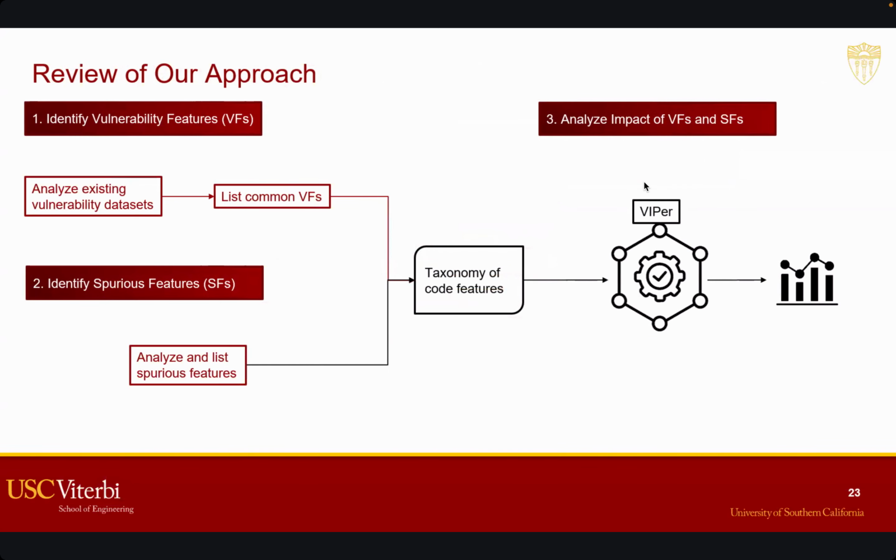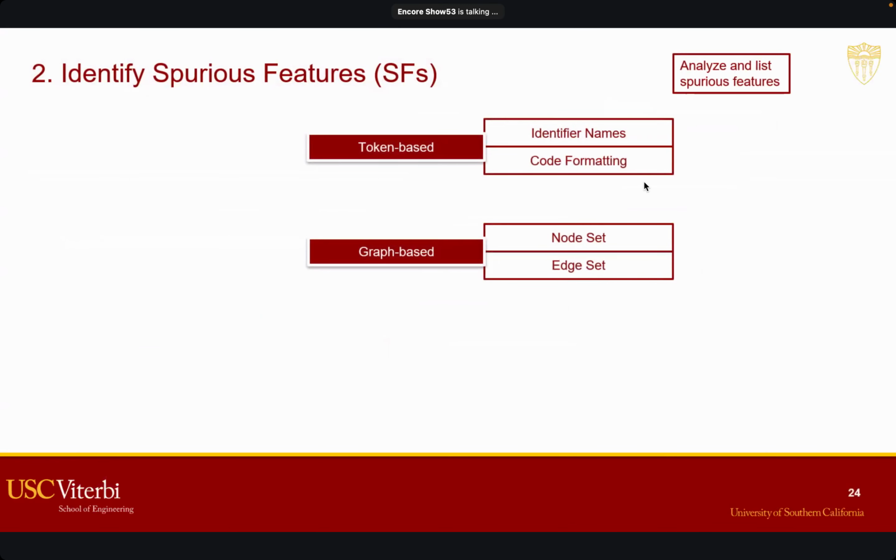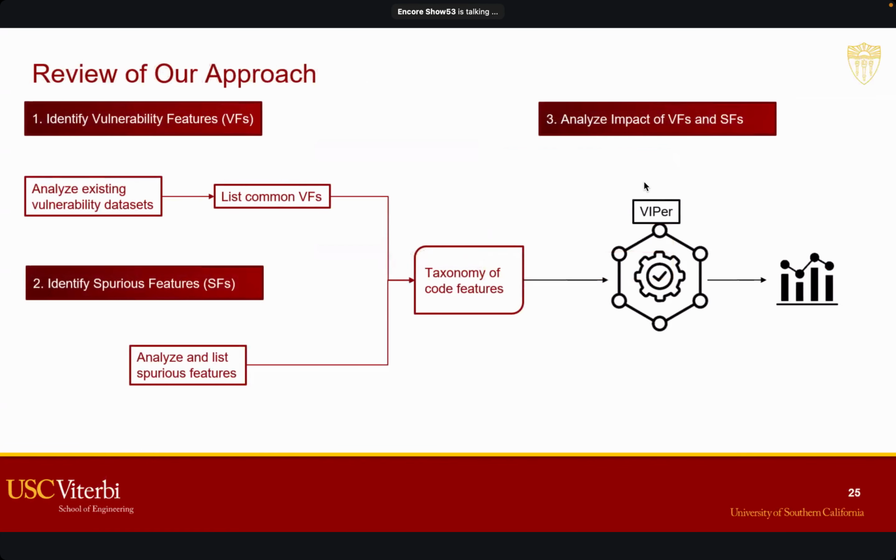Now, for the spurious features, like I mentioned before, they have been studied before. So what we did is we categorized them into 2 different categories. The first is the ones that affect the token representation of code, and the other ones are the ones that affect the graph representation of code. More details about the difference between these 2 types are provided in the paper, but for the interest of time, we'll just show you how it falls under the taxonomy.